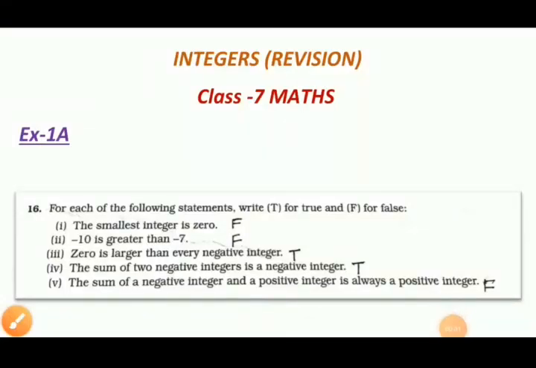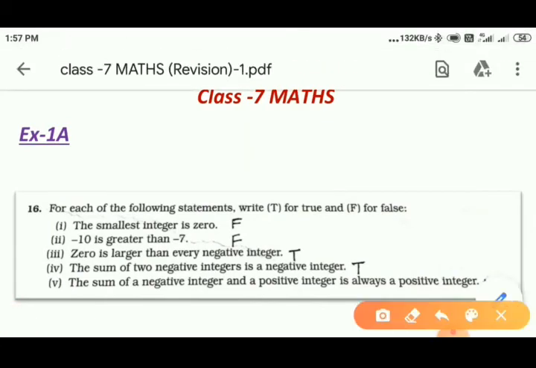So here I am with certain true false. I have taken these true false from your book, children. I have taken exercise 1A, question number 16, which says you have to write true for a true statement and false for a false statement. So I am reading the first one: the smallest integer is 0. Children, you all know that the integers are all positive and negative numbers, including 0.